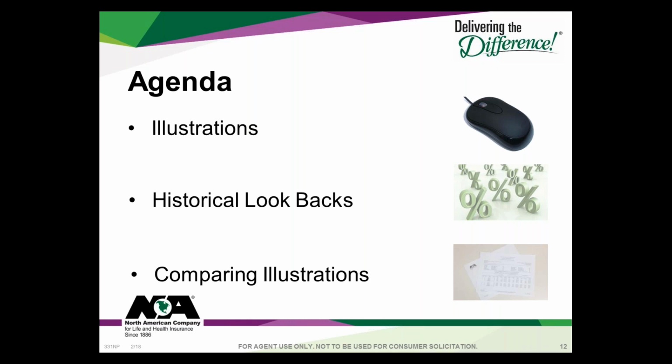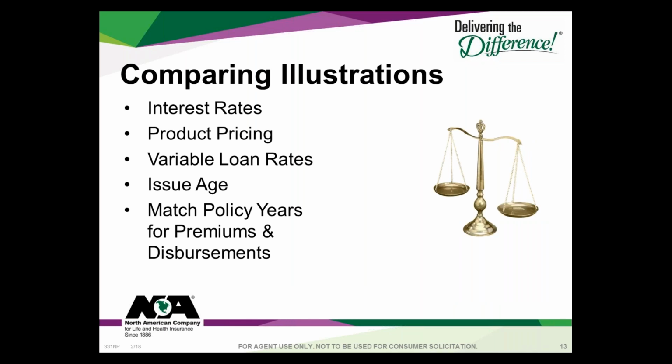And the last thing before I open it up for questions is comparing illustrations. Here are a number of things that I think are of interest when you're comparing illustrations, and that means comparing either within our own company, the builder versus the guarantee builder or the rapid builder, or comparing other competitor products. There are interest rates, product pricing, variable loan rates, the issue age, and the policy years that you're using. So let's look at a few of these.